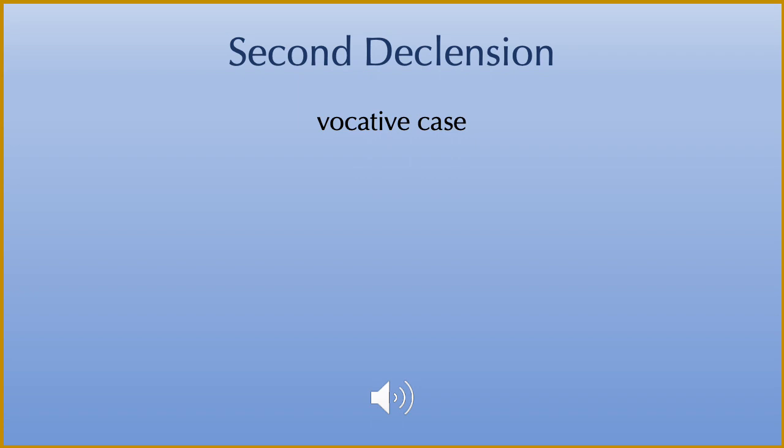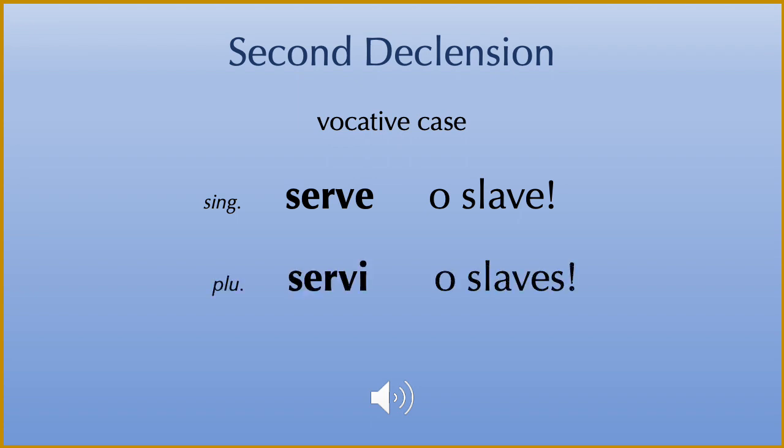For first declension nouns, the vocative case looks exactly like the nominative case. But second declension nouns have the unique vocative singular case ending of -e. So to say, O slave, the singular vocative would be serve with an e on the end. The vocative plural looks exactly like the nominative plural form. Servi means O slaves.